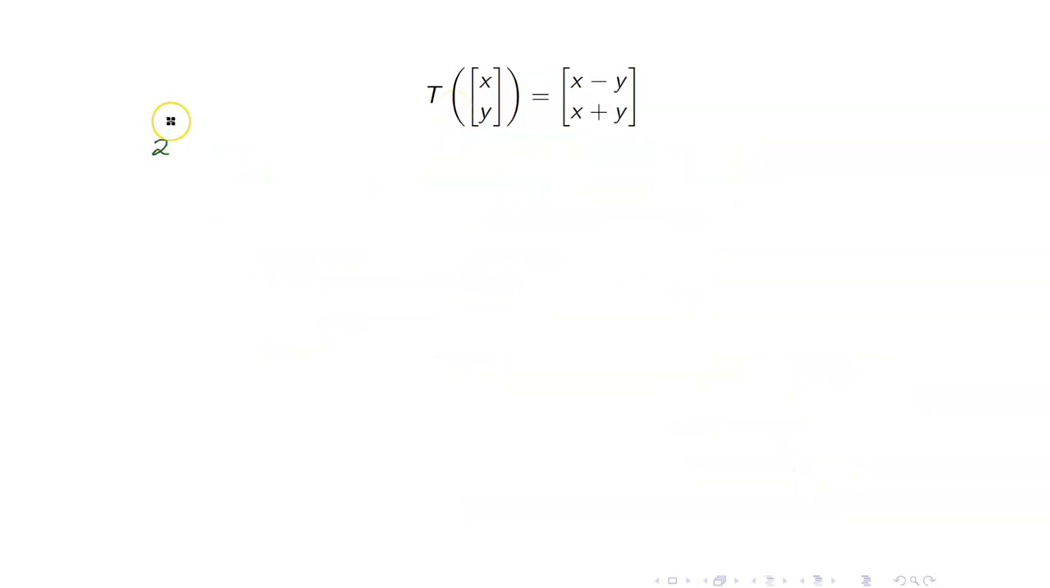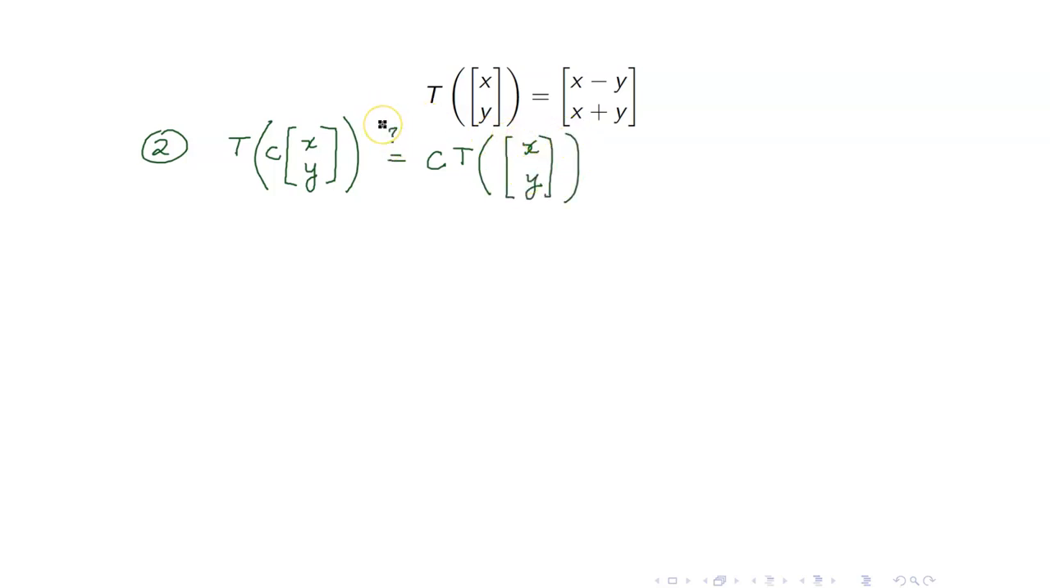Next, let us verify the second property. The second property is saying that if we get the scalar multiple of a vector in R2, it's the same as the scalar multiple of its image. This is what we want to verify. The left-hand side is equal to T of Cx, Cy.